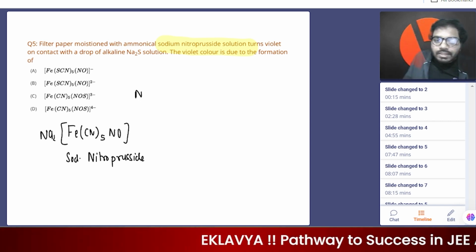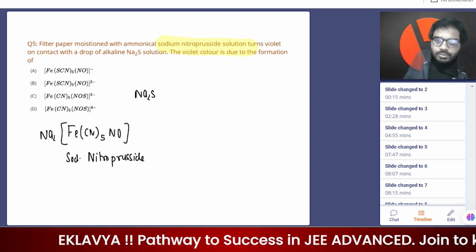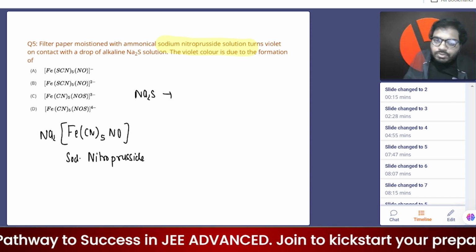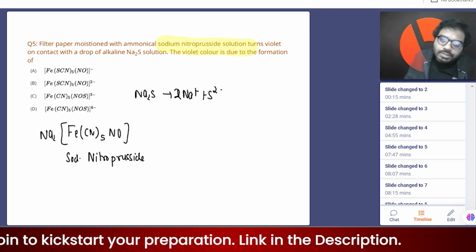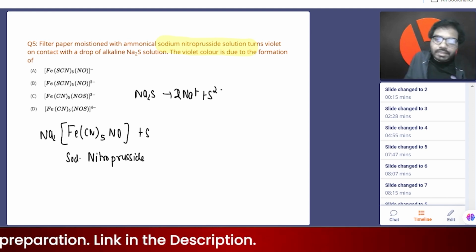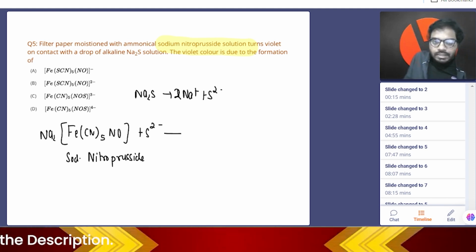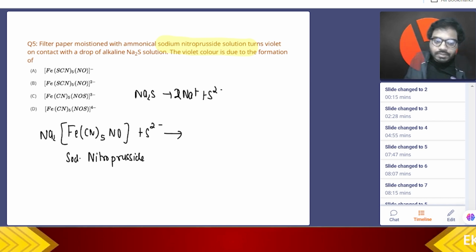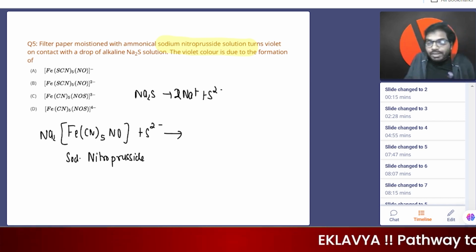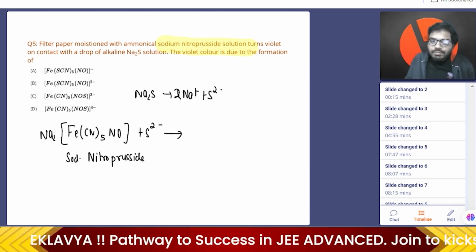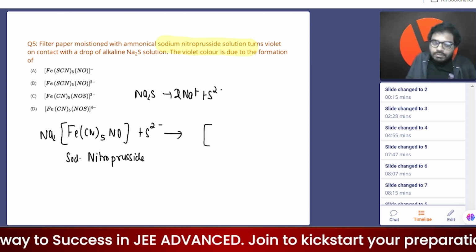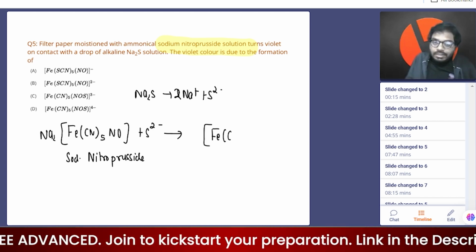So what they're saying here is this Na2S, sodium sulfide solution. What will happen? It will dissociate into Na+ and sulfide ions, and the sulfide will be added here and react. A violet color complex will form, and we have to tell what is the structure or the formula of this particular violet color complex.